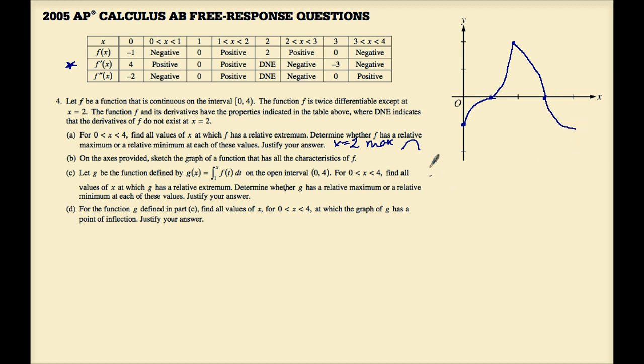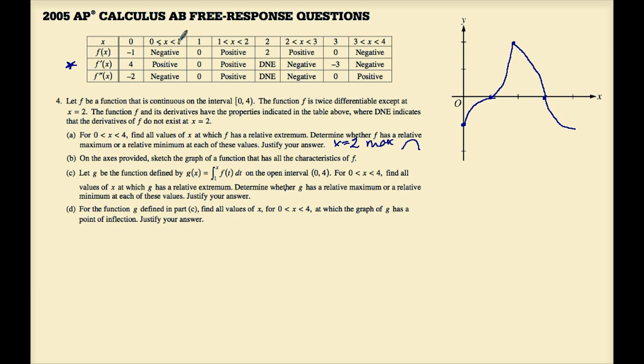Letter C. Let g be the function defined by g of x equals the integral from 1 to x of f of t dt on the open interval 0, 4. For 0 less than x less than 4, find all values of x at which g has a relative extremum. Determine whether g has a relative maximum or a relative minimum at each of these values, and justify your answers.